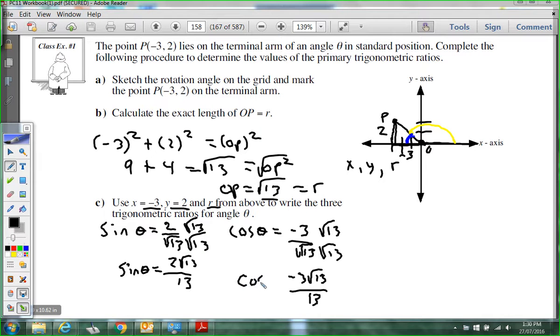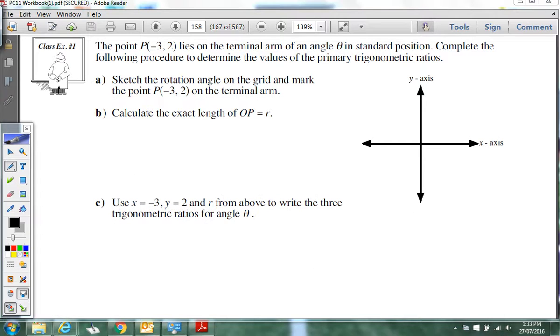And the last one we're going to do is tan theta. Tan theta is y over x. So tan theta is the easy one. It's simply going to be 2 over negative 3, which you can also write as negative 2/3. Okay, and that's it for example 1.